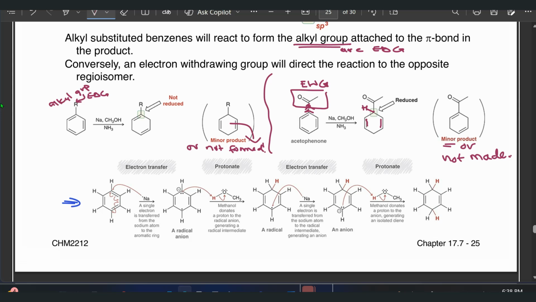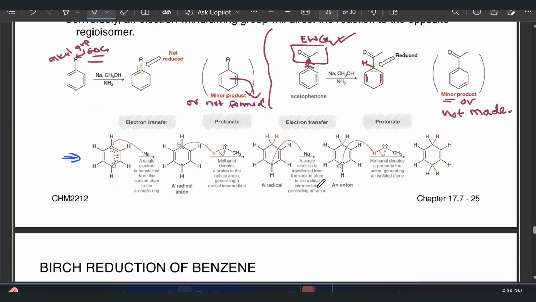So assume on the left is an EDG, on the right is electron withdrawing. Like I said, I'm not talking about the mechanism.